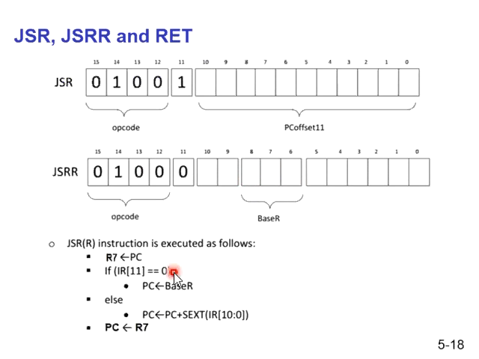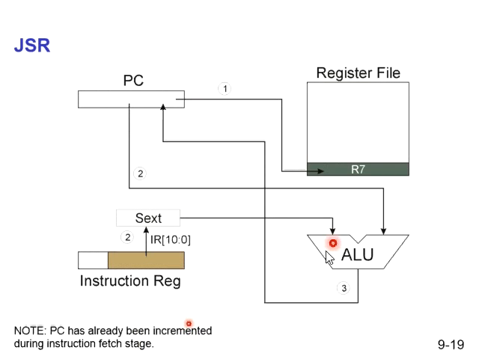So over here you have the operation when you want to use JSR. Firstly, you must save the PC to R7, and we check if bit 11 is 0 or 1. If it's 0, we use the base register. But if it's 1, you use the PC offset 11. Over here now you have the symbol and the format for JSR.